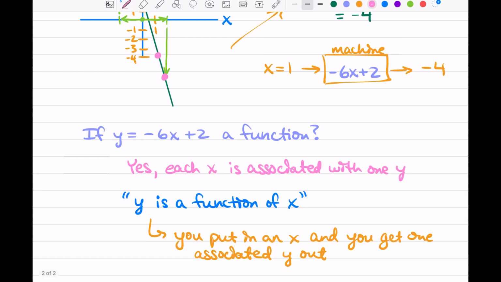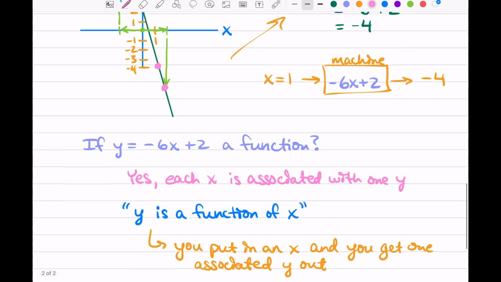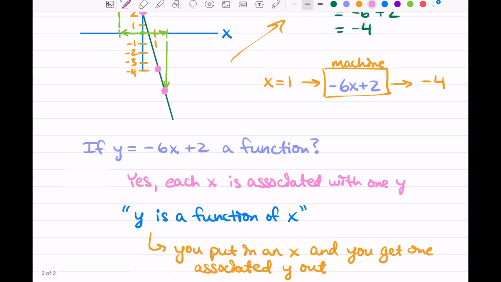As we noted down here, you put in x, and you get an associated y out. So oftentimes this little machine here is just called the function, or f of x. That's the symbol that's used, f of x, so a function of x. And so we can just say oftentimes that f of x, this function, is equal to this -6x plus 2.